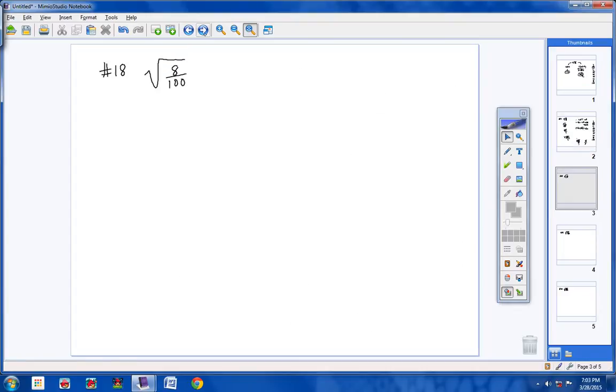All right, first thing we're going to do is split the radical. I do not know the square root of 8, but I do know the square root of 100, because 10 times 10 is 100. So the square root of 100 is 10. So now I have square root of 8 over 10.